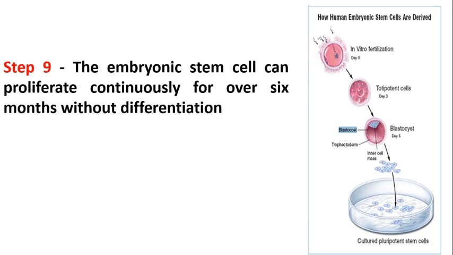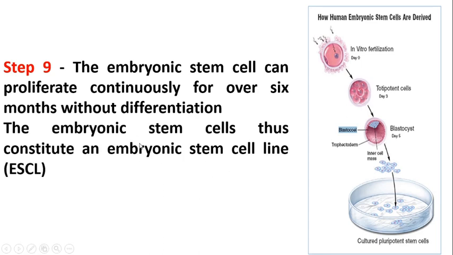Okay, and finally the embryonic stem cells can proliferate continuously for over 6 months without differentiation. So if we just leave these inner mass of cells to proliferate, they can proliferate continuously for over 6 months without differentiation. So this is how the embryonic stem cells are cultured, and this forms the cell line. So that is said to be an embryonic stem cell line.